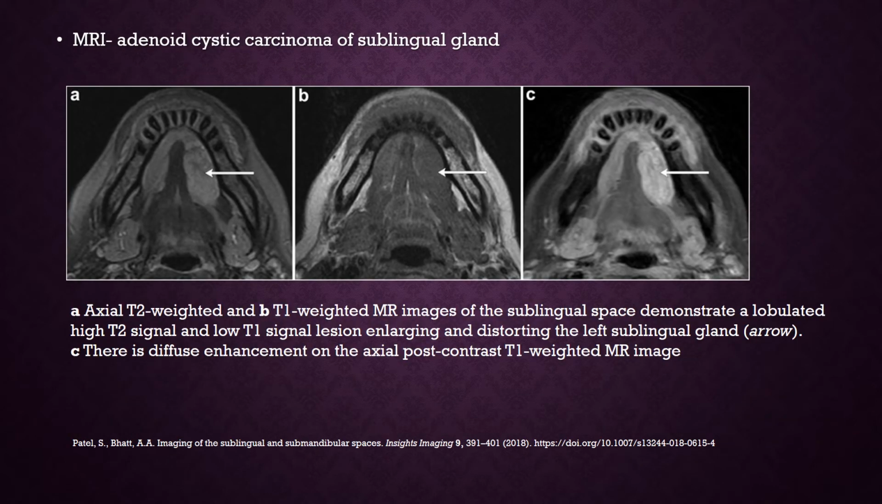And this is just a diagrammatic representation of how the gland would look on MRI. This is an example of an adenoid cystic carcinoma of the sublingual salivary gland. This is the mass that you're able to see pointed with the white arrow. This image in the sublingual space is demonstrating a lobulated mass which is of high T2 signal and low T1 signal. It's actually enlarging and distorting the entire left sublingual gland. Also, there is diffuse enhancement post contrast. This is an image after the contrast dye has been applied.